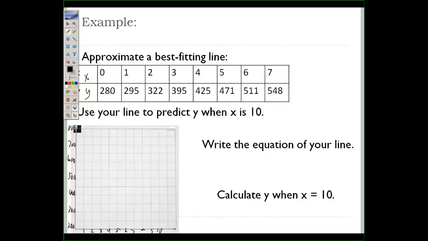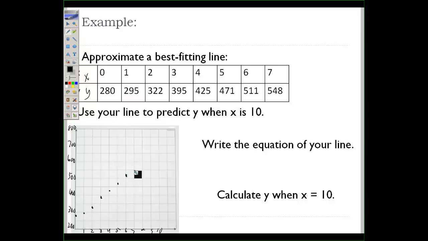Okay. So what I'm going to do is say, here are my coordinates: 0, 280, about right there. And then we'll say 1, 295, and 2, 322, and so on and so on. I'm just going to plot all the points here from my data chart. 4, 425. 5, 471. 6, 511. And 7, 548.